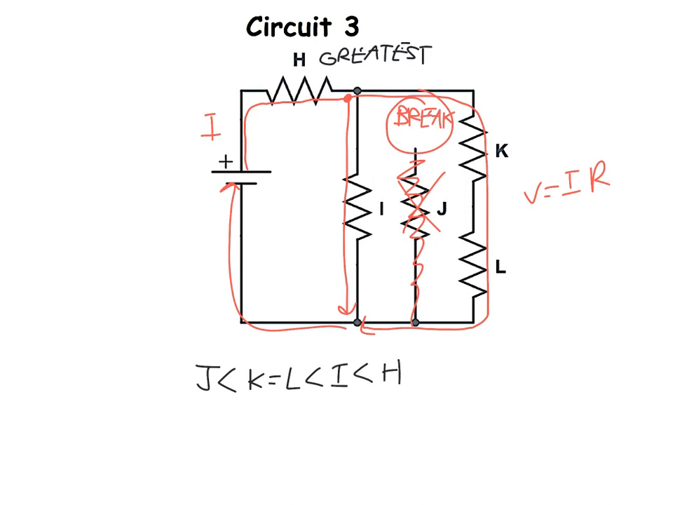Another way we can think about this is this branch with the single resistor has less resistance than these two. All right, and so that means that more current will flow through this resistor here because there's less resistance. All right, and less current will flow through K and L, and therefore they have less voltage.